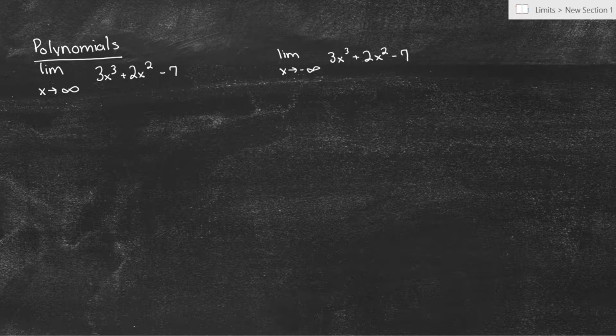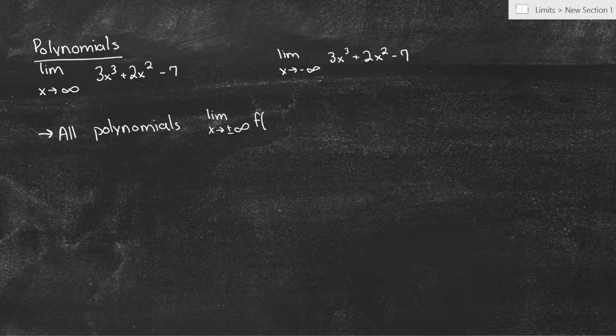Now here is a big hint. All polynomials' infinite limits will be either positive infinity or negative infinity. Limit as x approaches positive or negative infinity, f of x will equal positive or negative infinity. And the way to figure it out is, again, we have to do that thing we were talking about earlier, where we notice the highest degree, which in this case, 3 is the highest degree, and we're going to look at just that term.